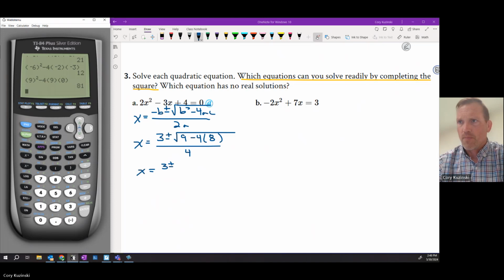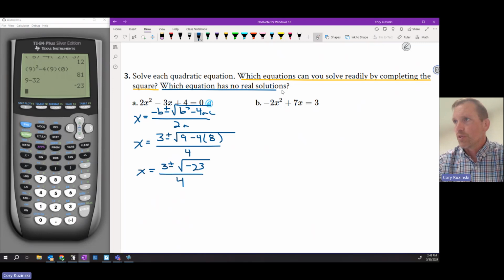Again, 9 minus 4 times 8 is 32. Yeah, that gives us a negative number, right? Negative 23. So this one's got no real solutions right there. No real solutions.